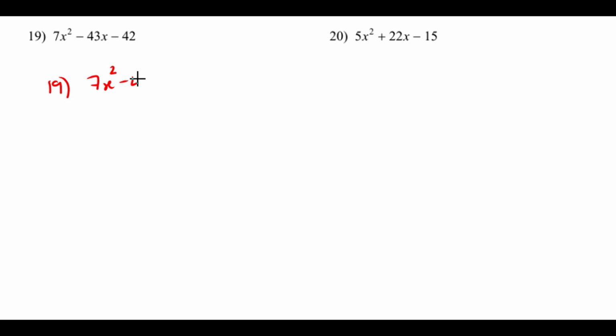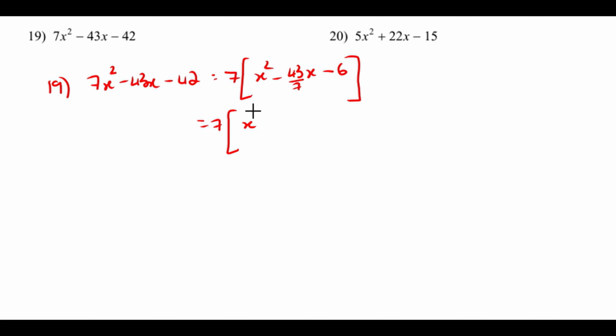7x squared minus 43x minus 42 equals, the coefficient of x squared is not 1, it's 7, so we divide every term by this coefficient, 7. Then we have x squared minus 43 over 7x minus 6. Then write down the first 2 terms. We add a bracket squared, then subtract 6, and then subtract that same bracket squared.